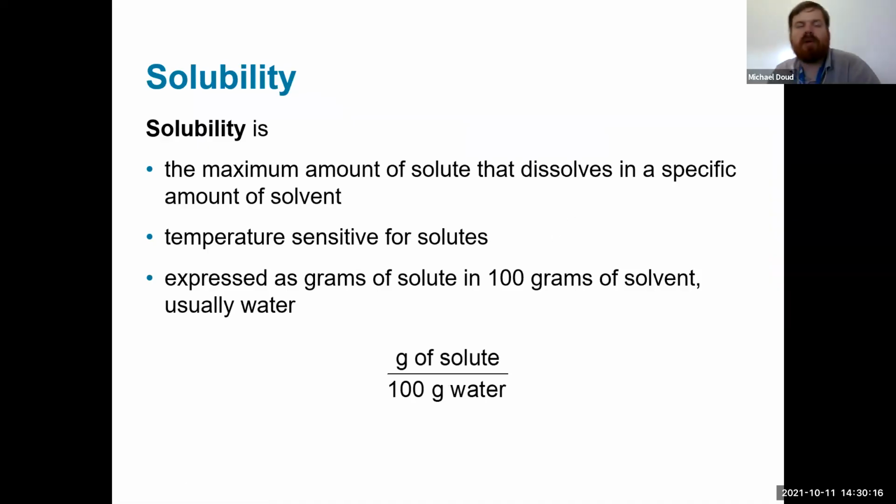Okay, so now what we want to talk about is solubility. And solubility is defined as the maximum amount of solute that dissolves in a specific amount of solvent. And keep in mind, this is always given for a certain temperature because it will depend on the temperature. And the way that we express it usually is grams of solute per 100 grams of solvent. And for the most part, we'll talk in terms of water, especially in this class. We basically are just going to exclusively deal with water as our solvent.